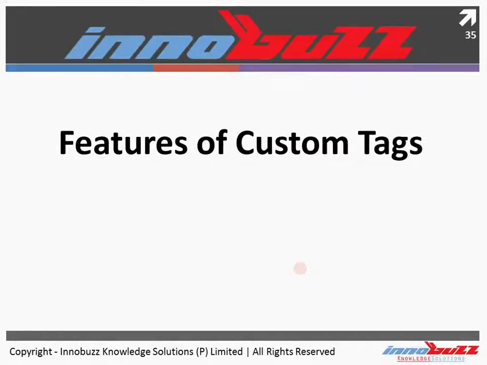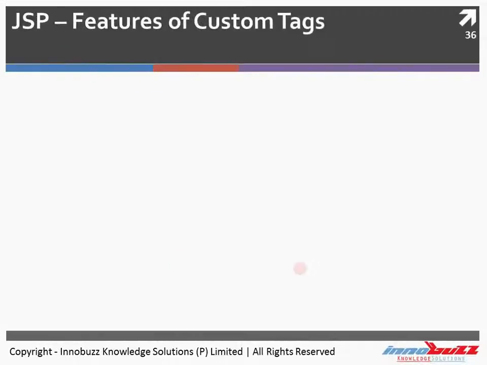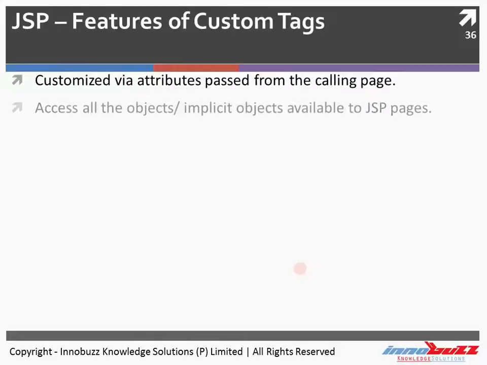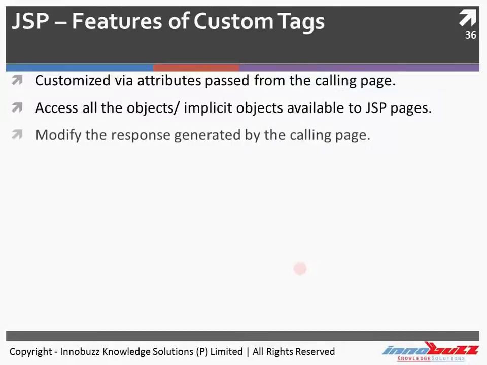The features of custom tags: customized through attributes passed from the calling page, and access to all the objects or implicit objects available to JSP pages. So even these custom tags can access all the objects and implicit objects we saw available in JSP pages. So user-defined custom tags can have access to all these. They can modify the response generated by the calling page. The custom tags can even modify the response and then show the response.